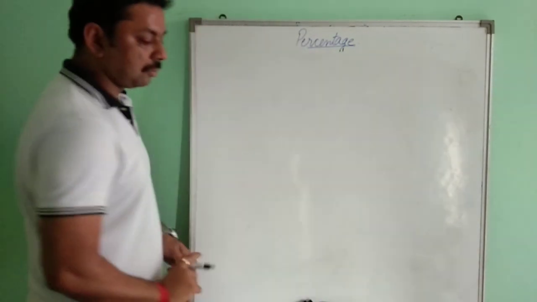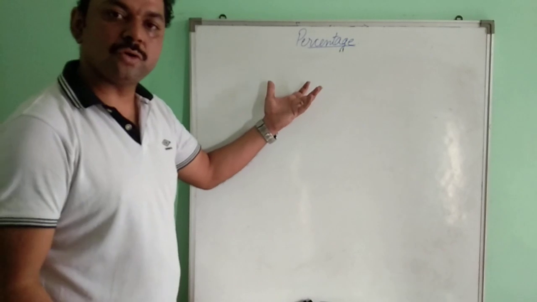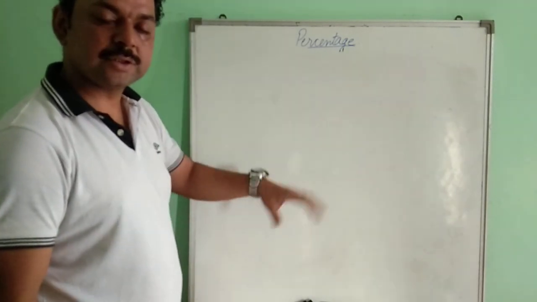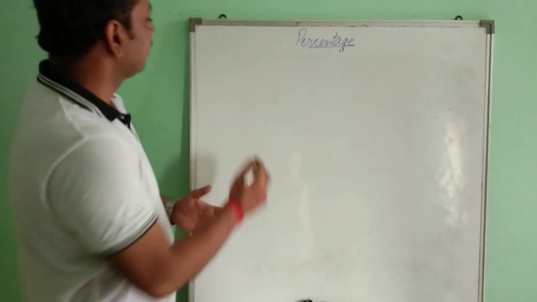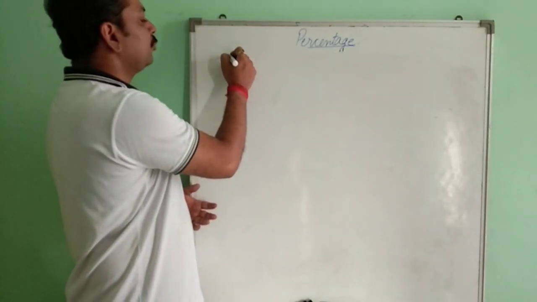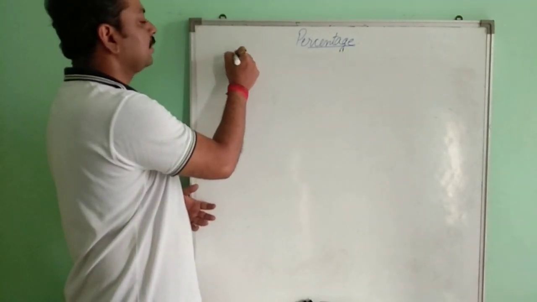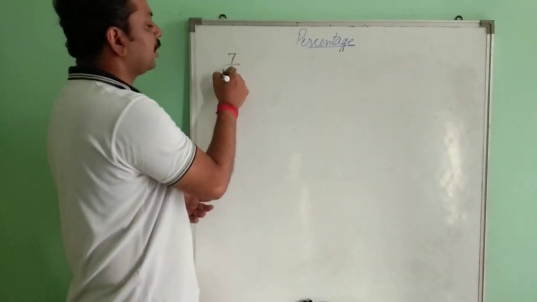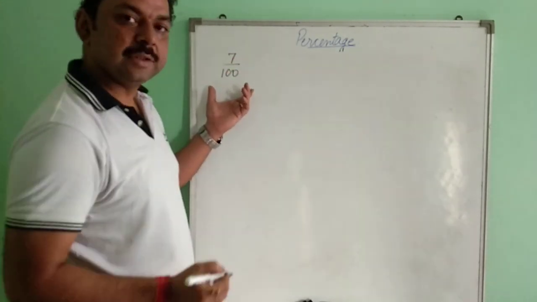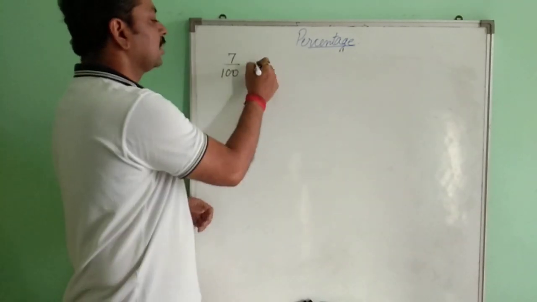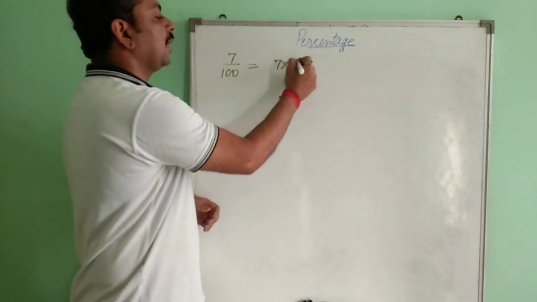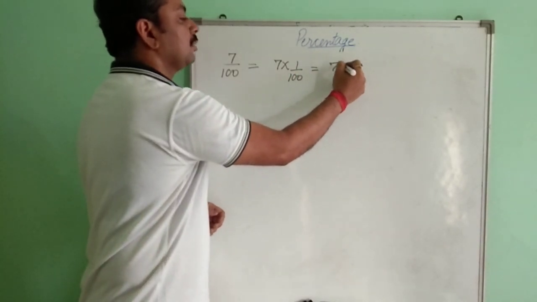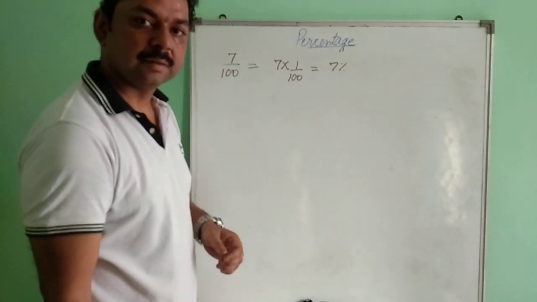Now what we are going to do is revise whatever we have done till now, we'll just revise it once again. If you have any value being given to you, let's say 7 upon 100. Clear? You need to write this as a percentage. That is going to be 7 multiplied by 1 upon 100. It will be 7%. Clear?